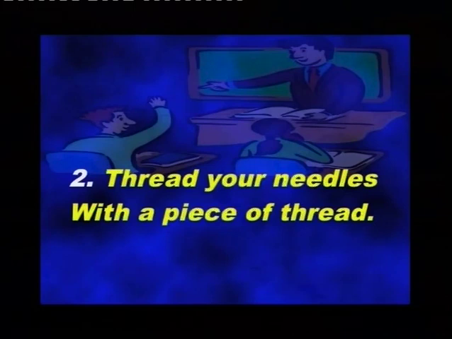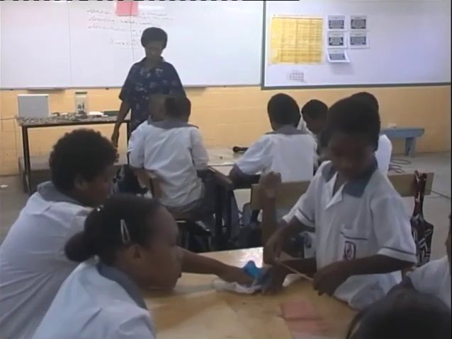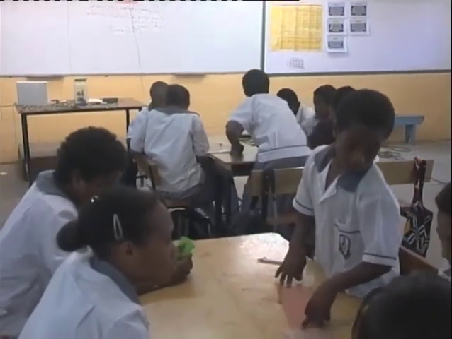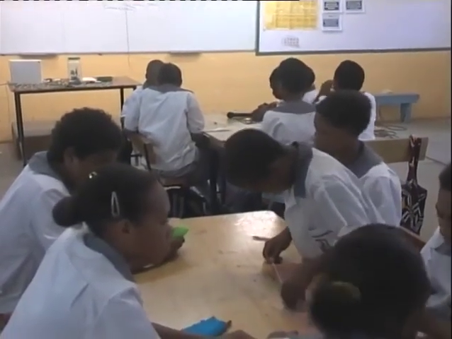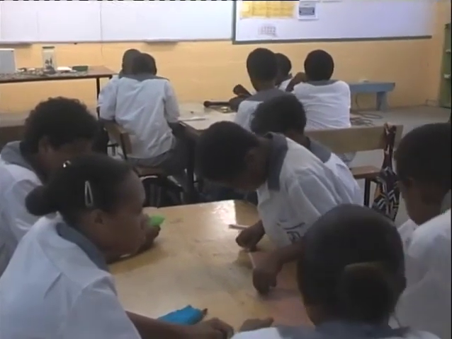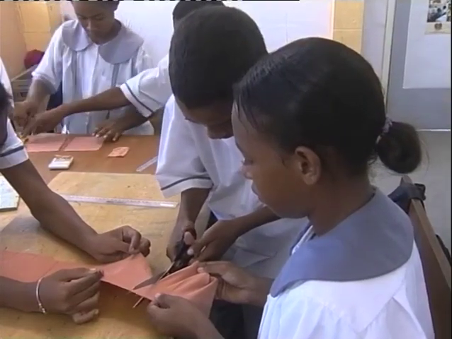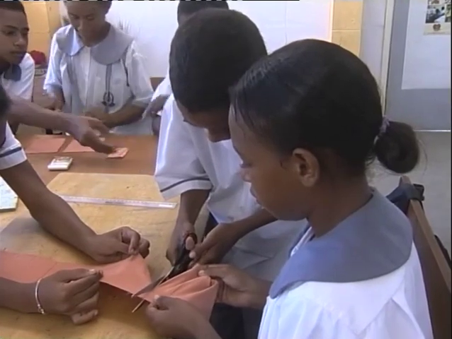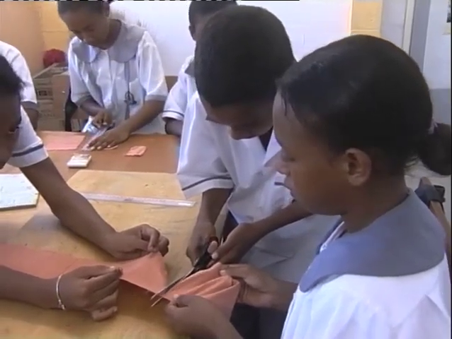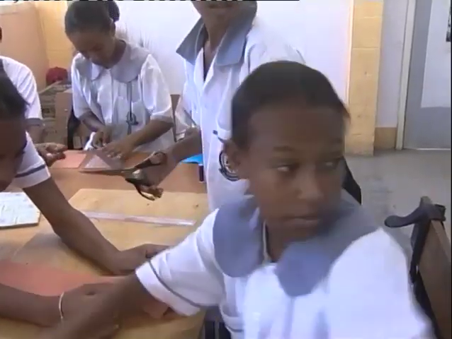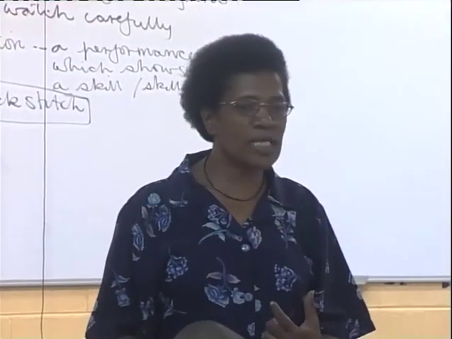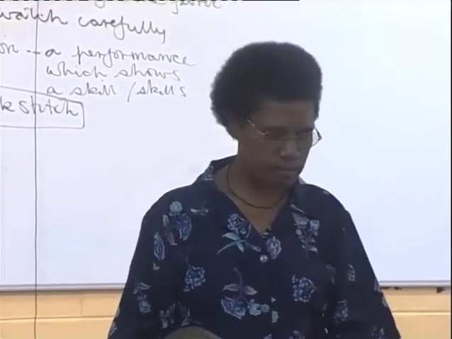You will be using all that thread for your needle. You just thread your needle. The activity is only to thread the needle and that's all. You will be told what to do later. You have to move your hands quickly. Now we should all be on the second activity, that is threading our needles with a piece of thread.